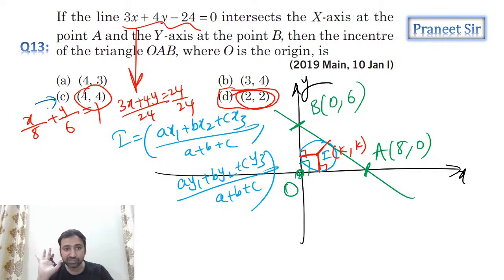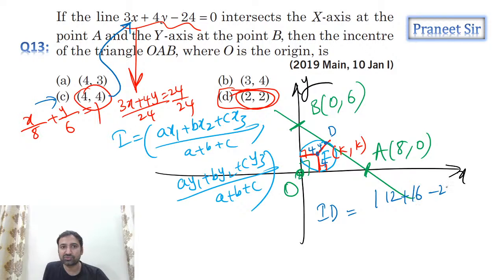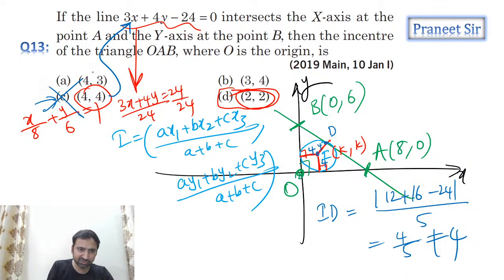If I assume option C is the answer, this distance is 4. This distance also should be 4. So if I calculate the perpendicular distance from (4, 4) to this line, am I getting 4 or not? Let's check it. Let this point be I and this point D. ID is equal to mod of (12 plus 16 minus 24) by 5. If I calculate this, 28 minus 24, which is 4 by 5, which is not equal to 4. So whatever we are assuming, option C is wrong. Everyone understood why option C is wrong?